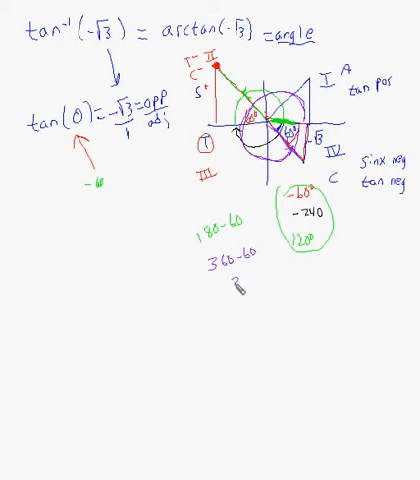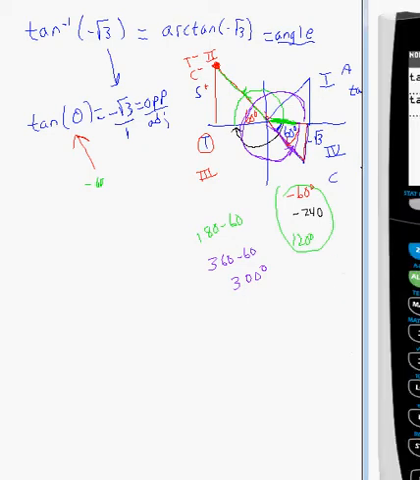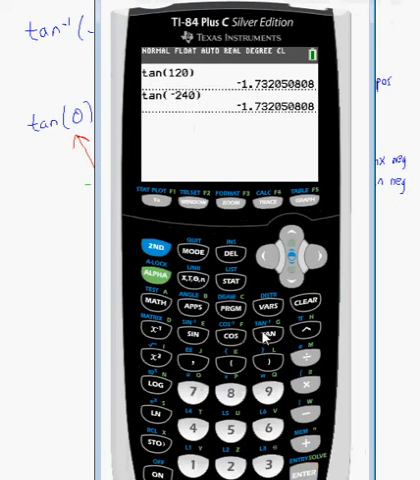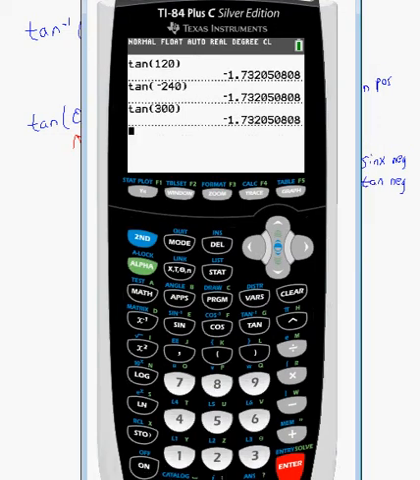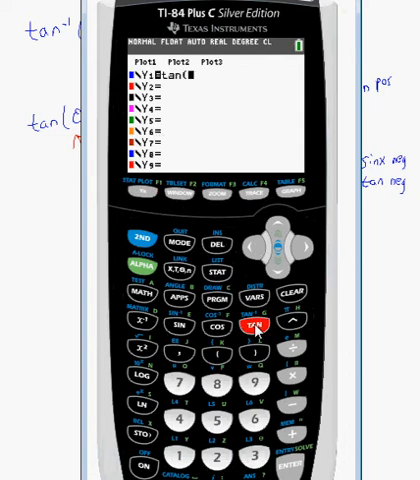That's 300 degrees. So 300 degrees would be another one. So I think you get it by now. Let me just do it. The tangent of 300 degrees, I'm in degree mode, is another answer where the tangent comes out negative square root of 3. So to make some connections here, let's go to y equals and graph the tangent function.